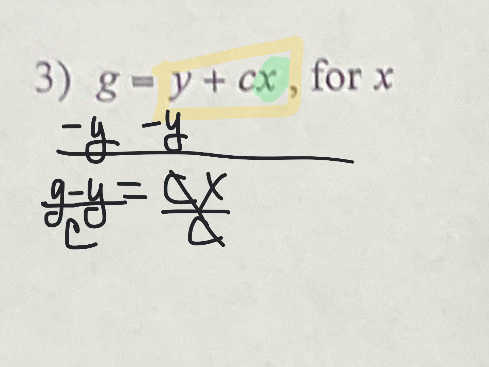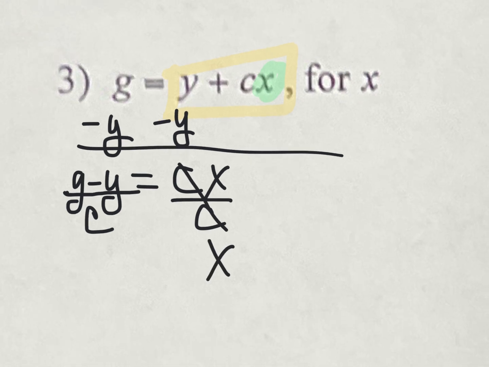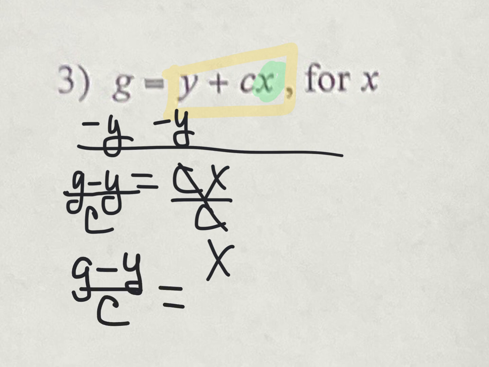So those cancel, leaving you with an x. And we've got g minus y over c. So this is your answer, friends. I would always double check. Make sure I started out with a g, a y, a c, an x. I've got a g, a y, a c, and an x. So I still have all the same letters. They're just rearranged. Okay, now I'm going to shut up and answer individual questions that come up.